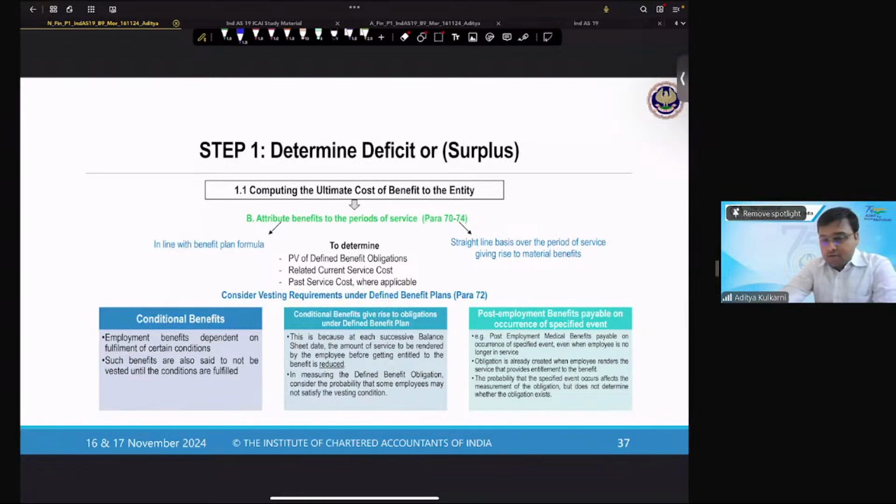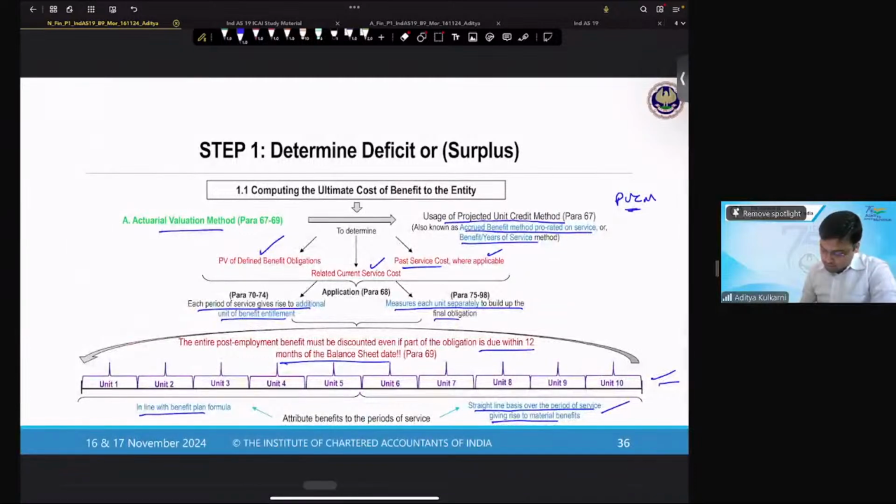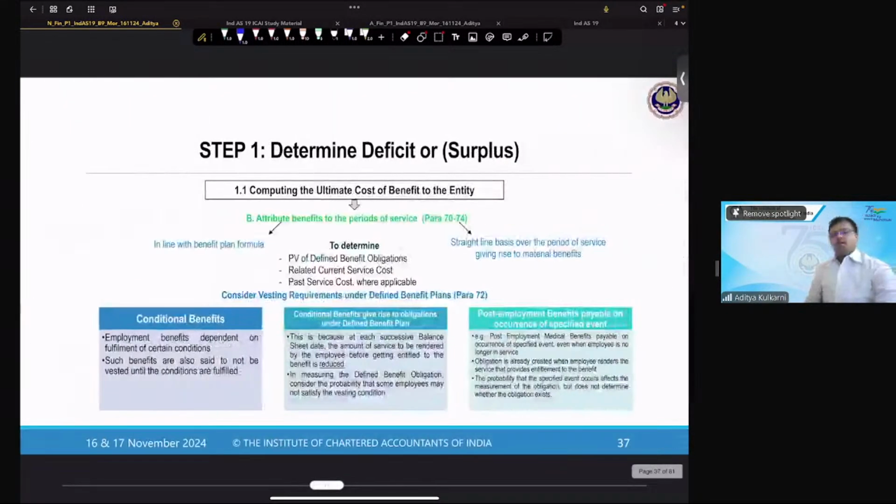Anybody has any doubt so far? Yes, that's right. In the practical it was simple because that was a simple question. Okay. All right. Part of the obligation, even if part of the obligation is due within 12 months. Okay. All right. Fine. Let us then proceed further.